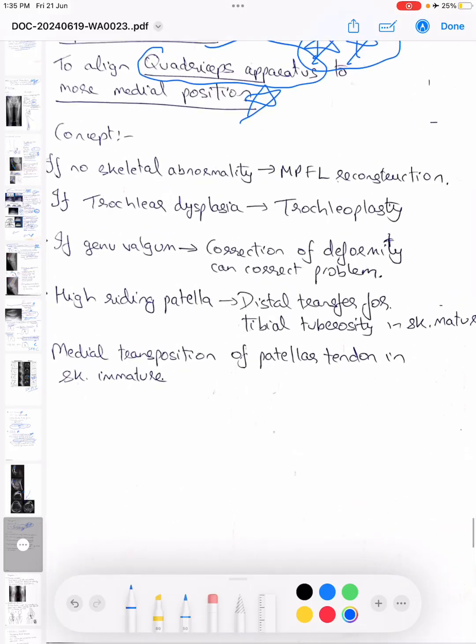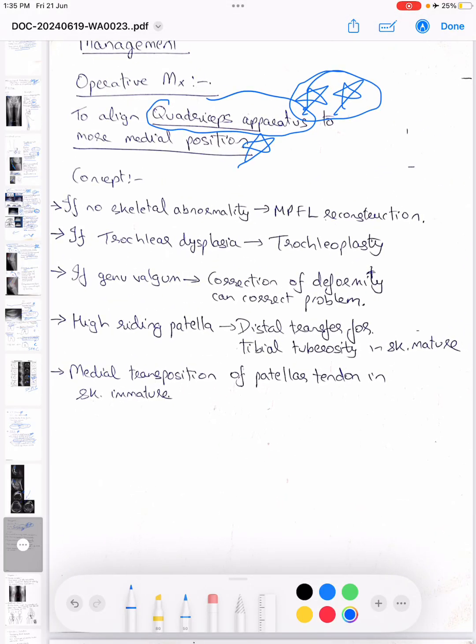Some of the concepts we need to understand: if there is no skeletal abnormality, just a plain post-traumatic MPFL ligament tear which has led to the patellar dislocation, causing multiple episodes of patellar dislocation, you straight away go for MPFL reconstruction or repair depending upon the condition. We already discussed, if it is from the femoral end or patellar end and the rest of the ligament is intact, you might go for a repair. But if the rest of the ligament is not good, or it is a tear at multiple places, then you have to go for an MPFL reconstruction.